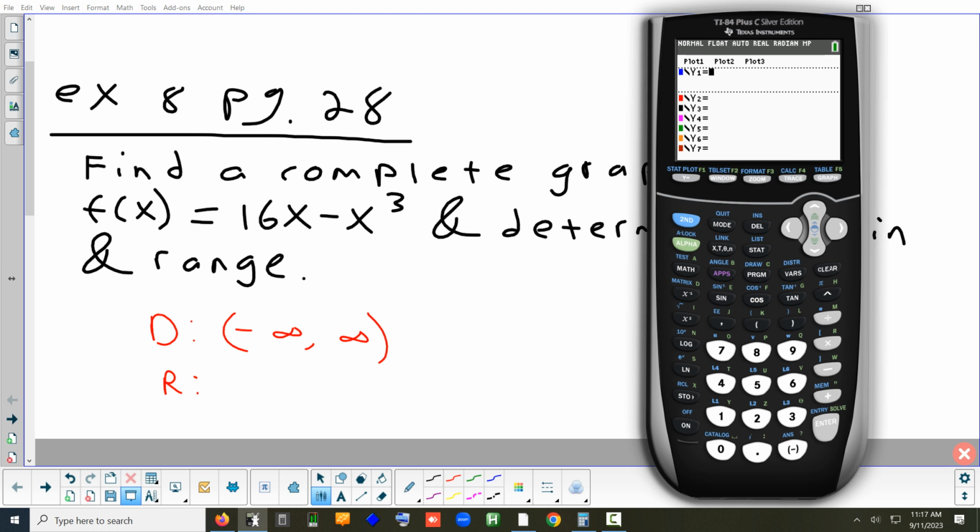So on the calculator, you're going to make sure you turn it on. Press the y equals button. And we're going to type in 16x minus x cubed. I suggest you use the window of x from negative 30 to 30 and y from negative 30 to 30. We may have to adjust it. I'm going to start with the standard window to show you that that does not work out well.